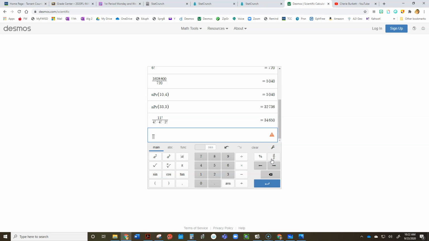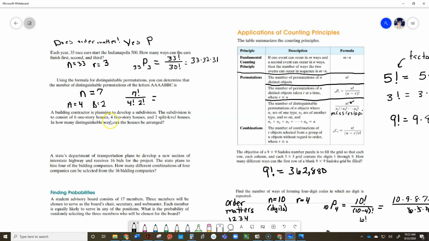And that's 7 factorial divided by 4 factorial times 2 factorial. And the answer is 105. So there's 105 ways for me to take these letters and be able to see a distinguishable rearrangement. There's 105 of them. A building contractor is planning to develop a subdivision.